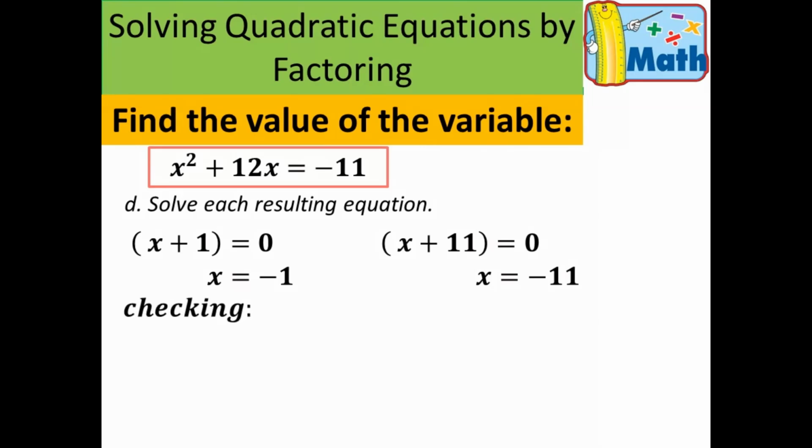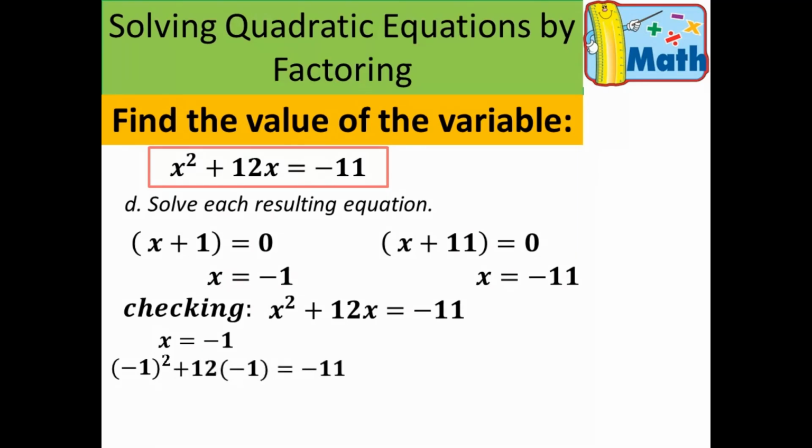Now, let us check. We have the original equation x squared plus 12x equals negative 11. For the first value of x, we have x equals negative 1. By substitution, we have negative 1 squared plus 12 times negative 1 equals negative 11. Negative 1 squared is positive 1, 12 times negative 1 is negative 12, so 1 minus 12 equals negative 11. Thus, negative 11 equals negative 11.